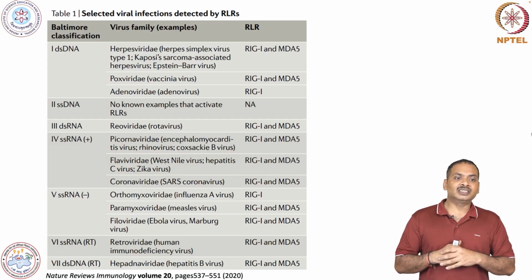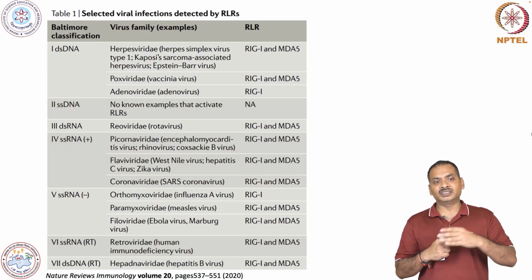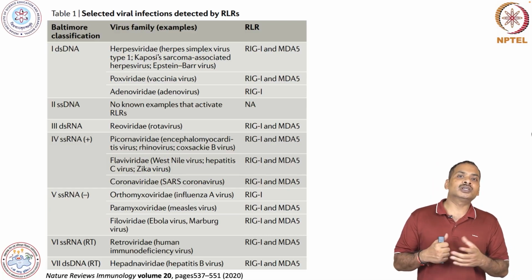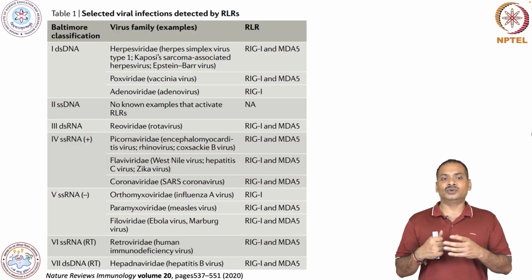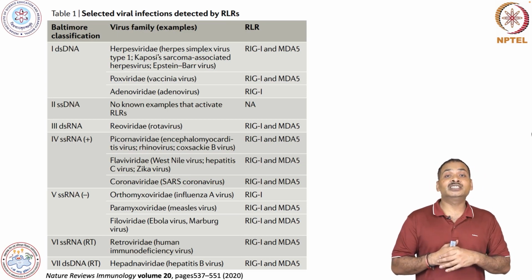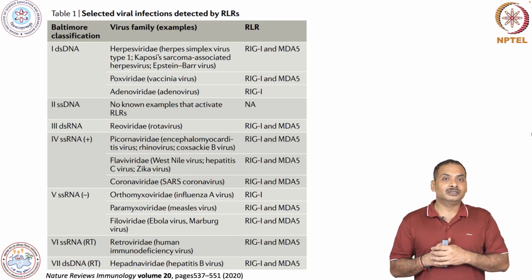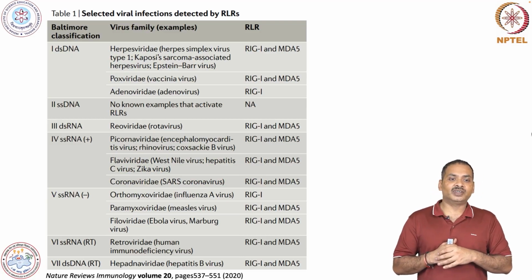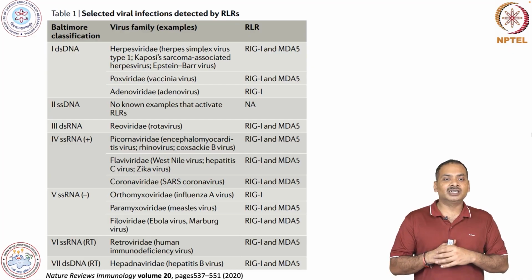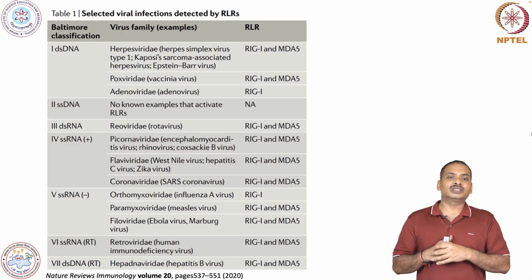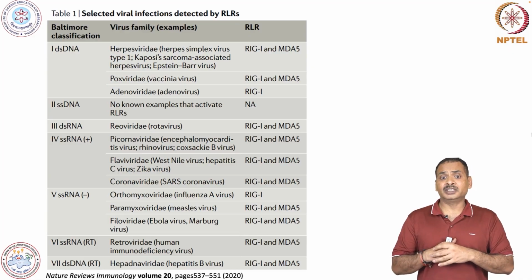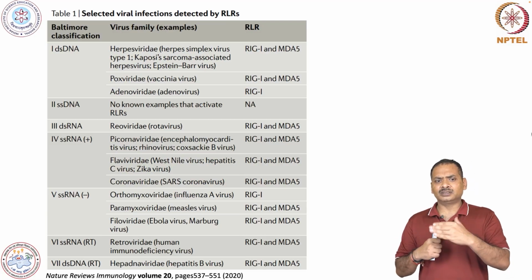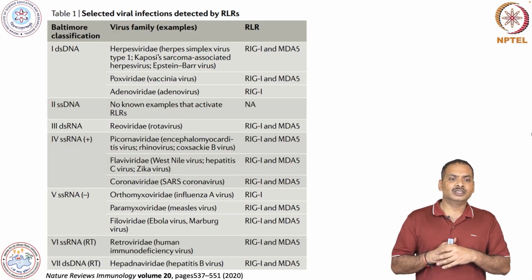The fourth class is single stranded RNA, positive sense RNA viruses, which basically consist of Picornaviridae family viruses, and the best example is EMCV. You have seen it in the previous slide, okay. So EMCV is recognized by MDA5, but this is also recognized by RIG-I. The rhinoviruses are also recognized by RIG-I and MDA5. Coxsackie B virus is also recognized by RIG-I and MDA5.